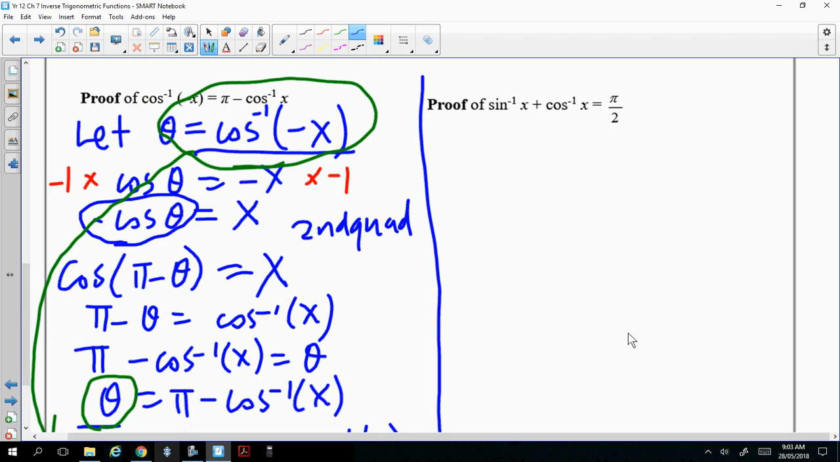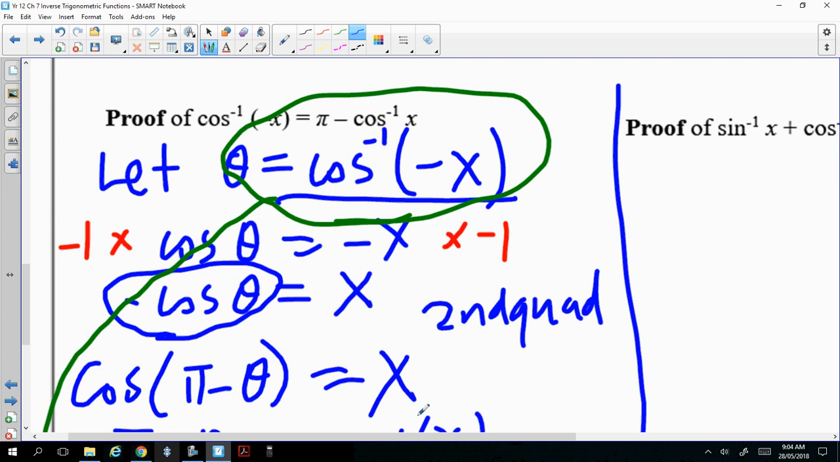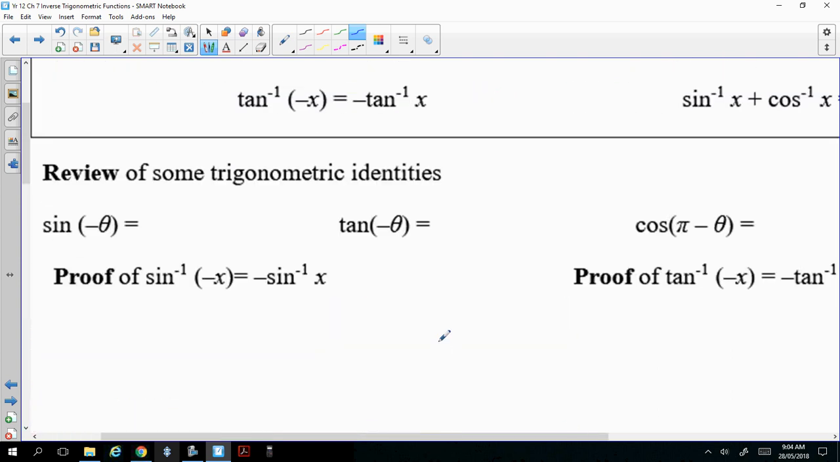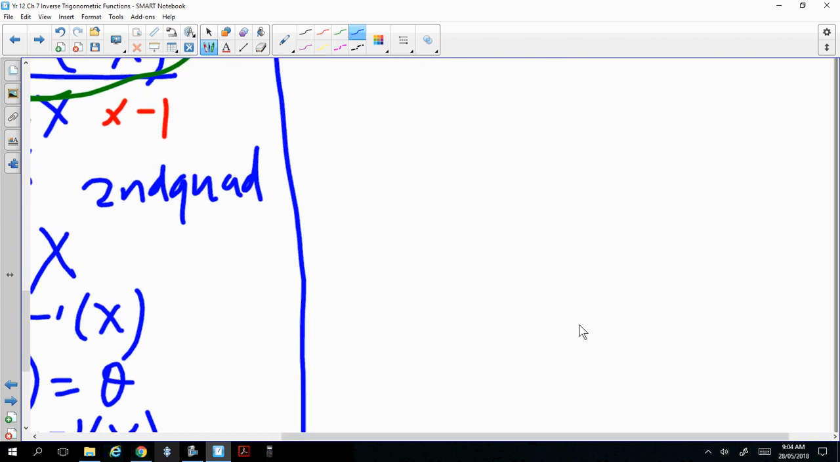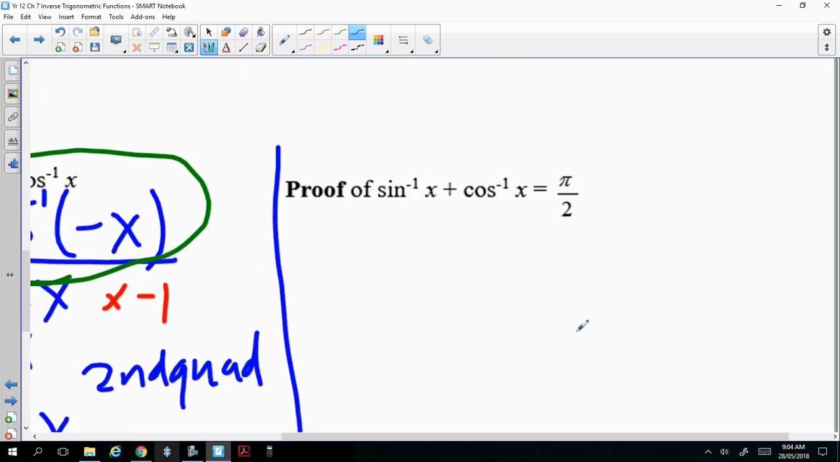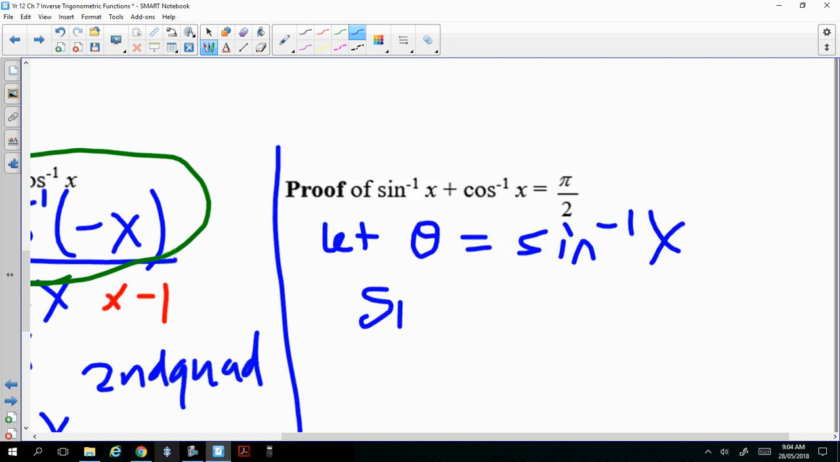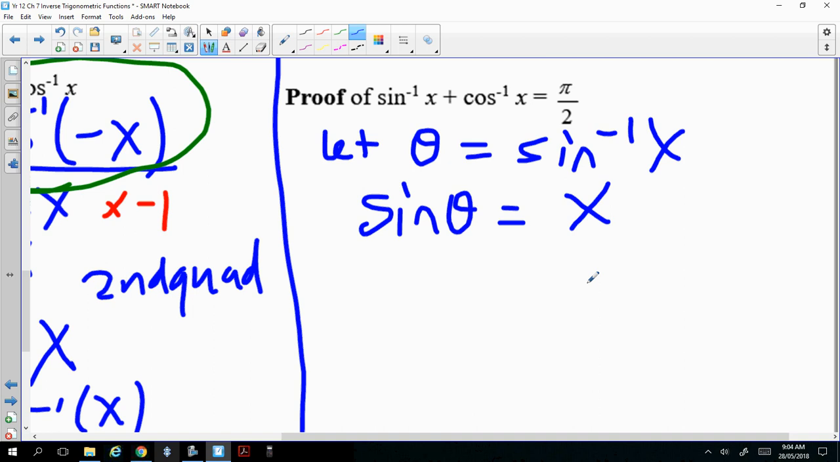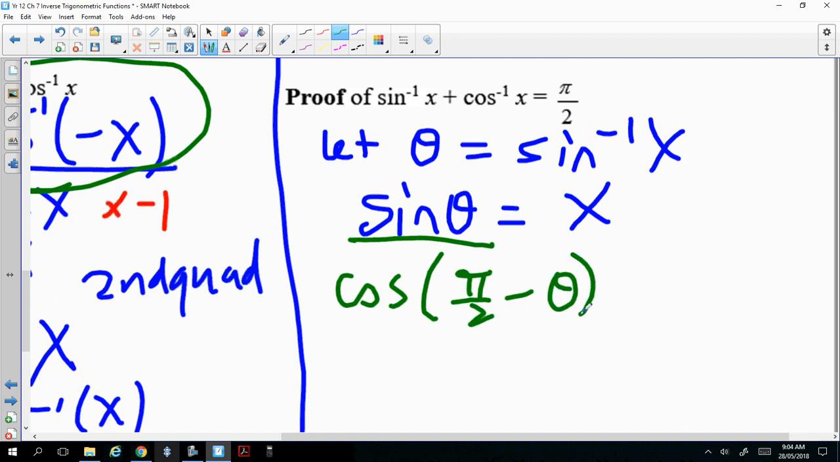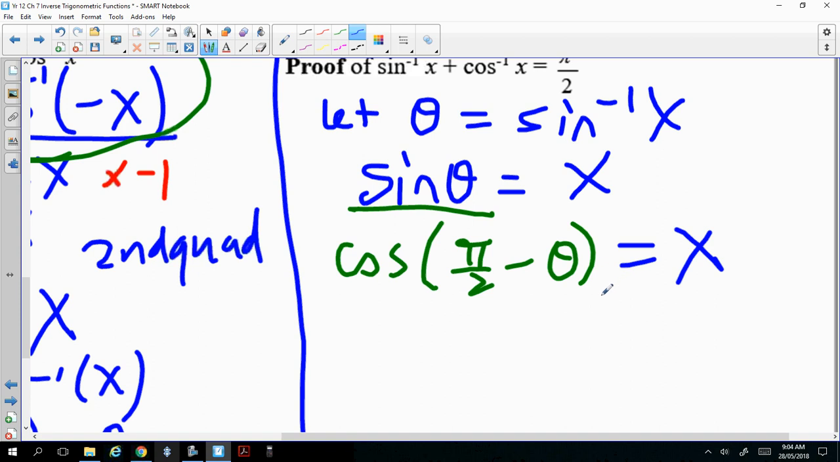The other proof requires you to know the complementary angle identity. So it's not written on the top. Okay, so what you do, this one you do, let theta equal to sine inverse of x, which means sine theta equal to x, and then you continue. Now you can change sine theta into cos theta. So you can change it to cos of 90 minus theta or pi on 2 minus theta equal to cos theta equal to x. Okay? And after that, you just do the cos inverse, so pi on 2 minus theta equal to cos inverse of x.